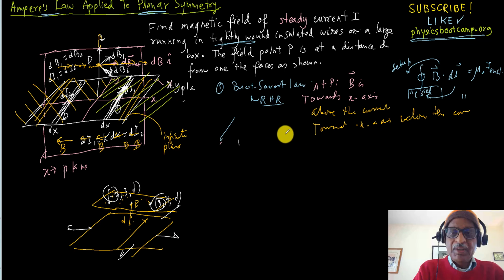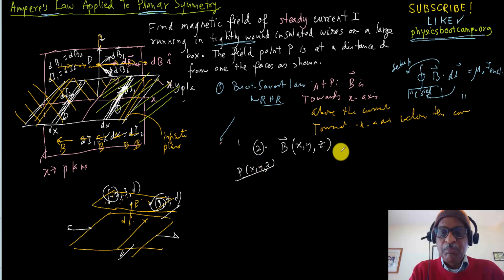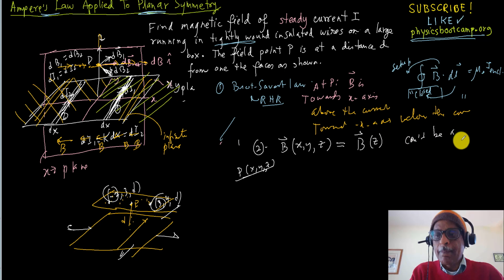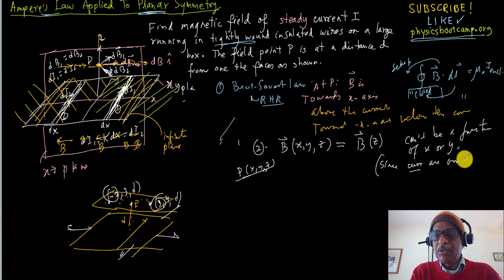So the other claim is that B at any point P with coordinates x, y, z can only be a function of z, and can't be a function of x or y. And that has to do with the fact that the current is on the entire xy plane.